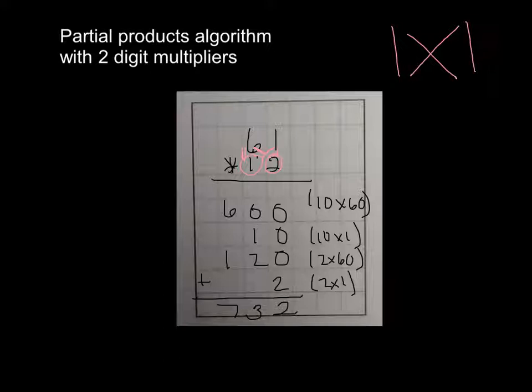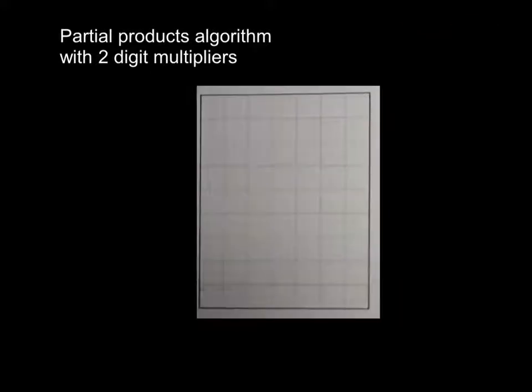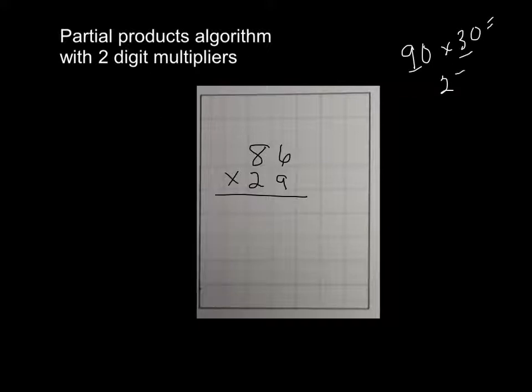Let's try some more two-digit multiplication on the next page. We could do something like 86 times 29 equals. Let's just run an estimate quick. 86 would round to 90. 29 goes to 30. So we know 9 times 3 is 27 with 2 zeros. So our final answer should be close to 2,700.